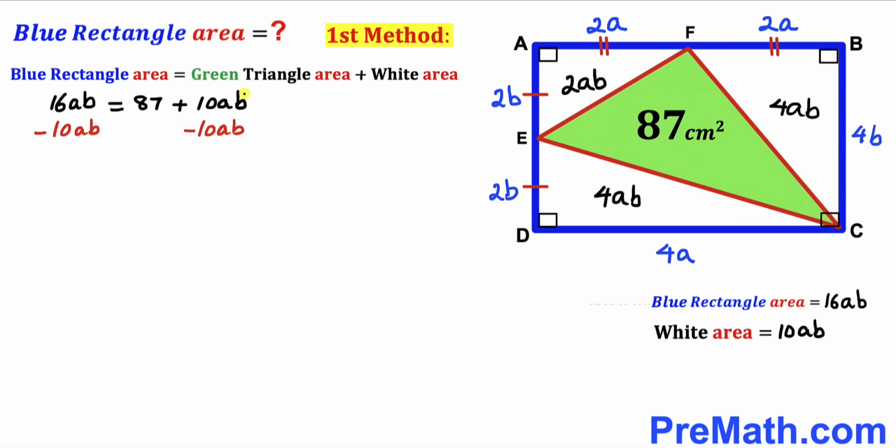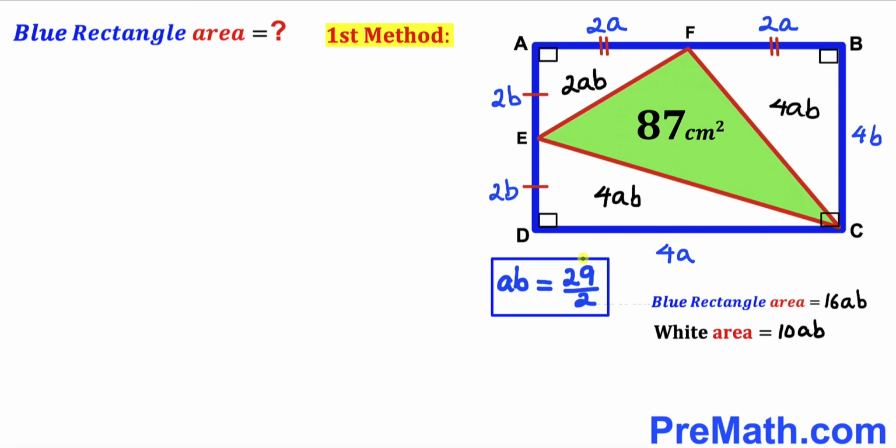And now I'm going to subtract 10 times AB from both sides. This is gone. So therefore we got 6 times AB value equals to 87. Let's divide both sides by 6 to isolate AB. This 6 in 6 is gone. So therefore our AB value is going to be equal to, if we reduce this fraction, 29 divided by 2. So thus our A times B value turns out to be 29 divided by 2.